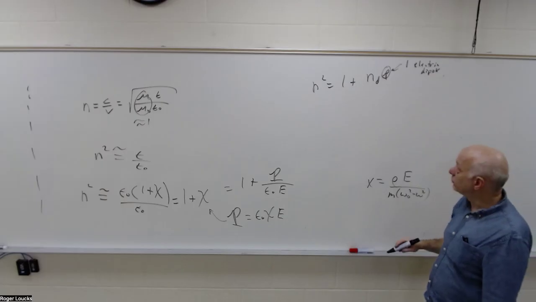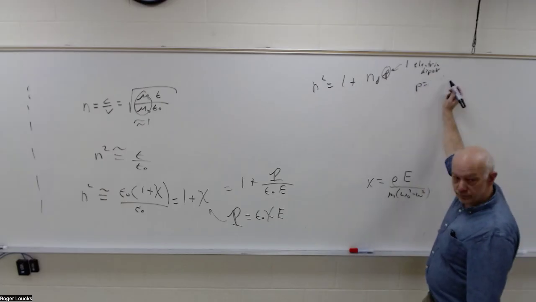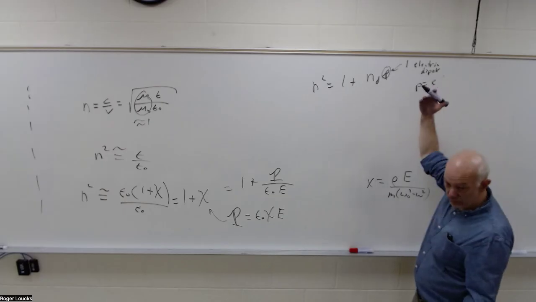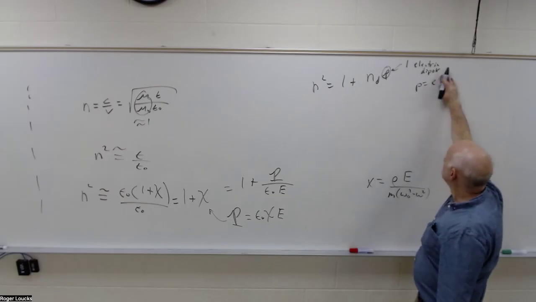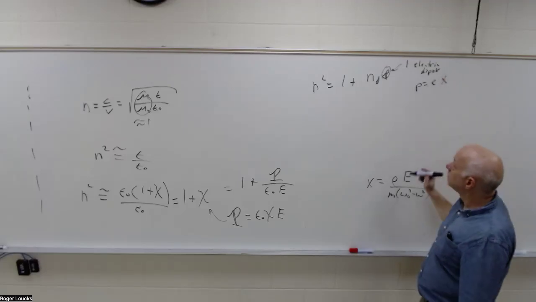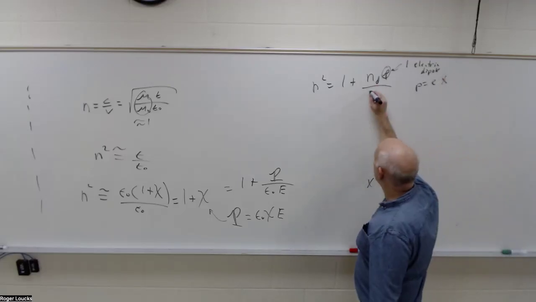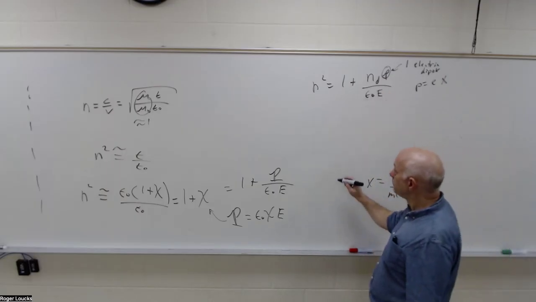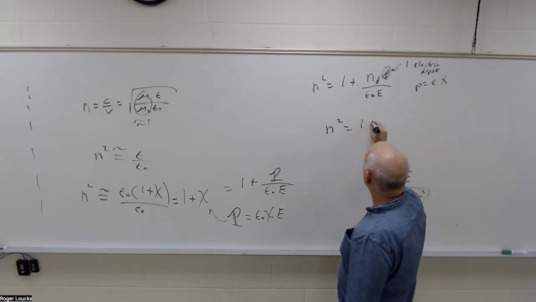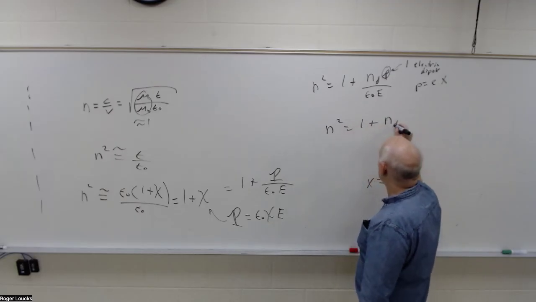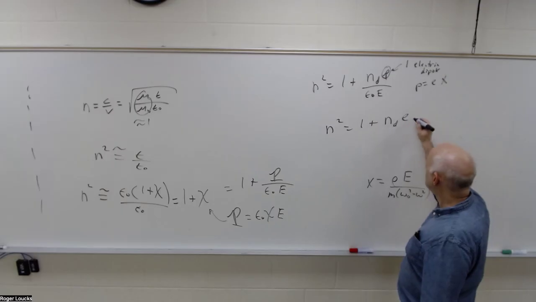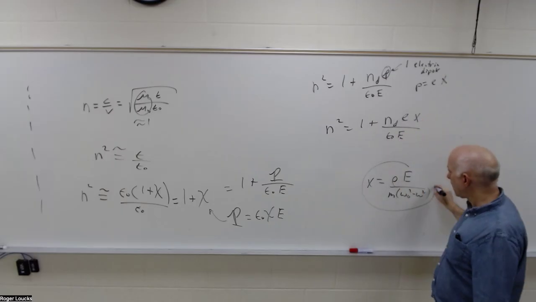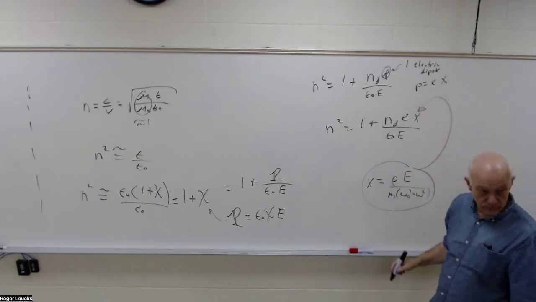Which is what? q times, but the q is going to become e, just a positive e, times x, and then this is divided by epsilon naught E. Put that in there and get n squared equals 1 plus the number of dipoles times e x over epsilon naught E. This pops into here.